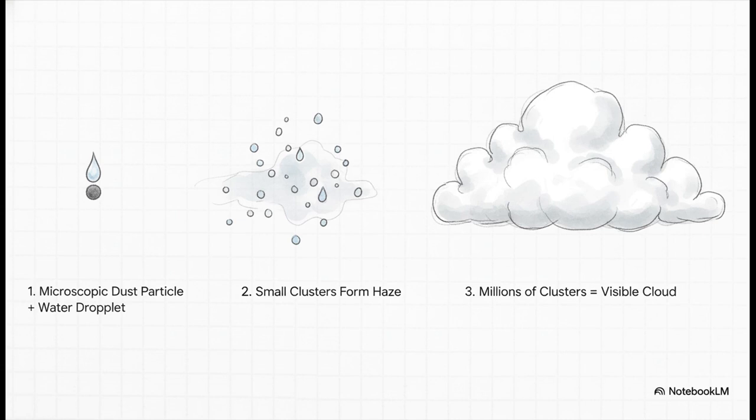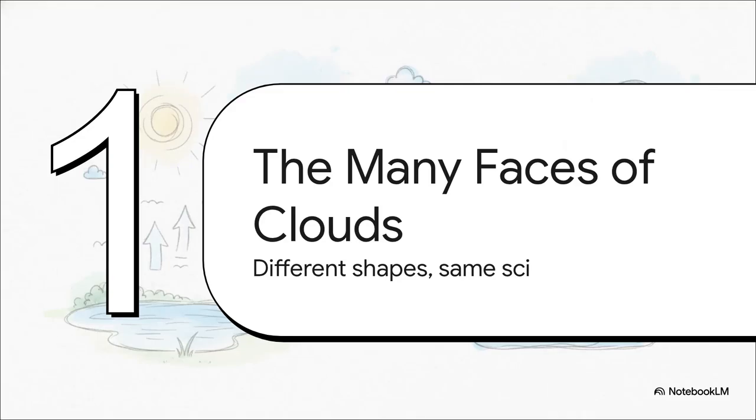And just like that, a cloud appears out of what looks like nothing. One tiny water droplet forms on a speck of dust. Then another one joins it, and another. Soon you have millions, then billions of these droplets all clustering together. And once enough of them get together, bam, they become big enough for us to see from way down here on the ground. And there you have it. A cloud is born.